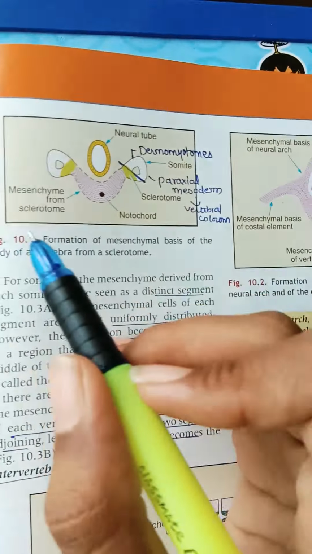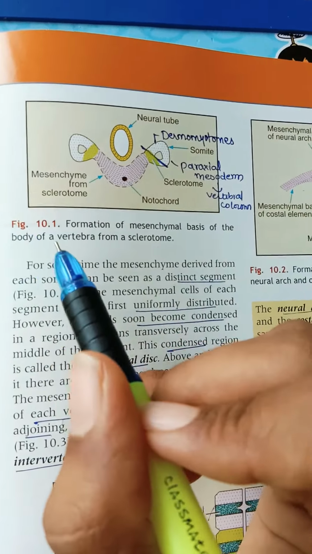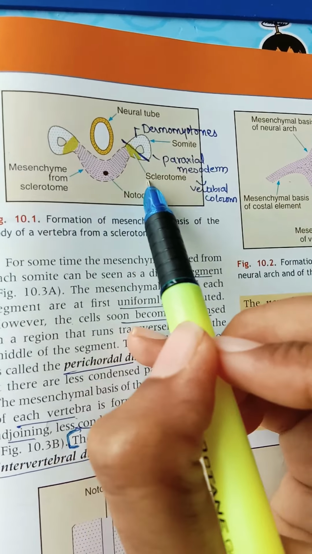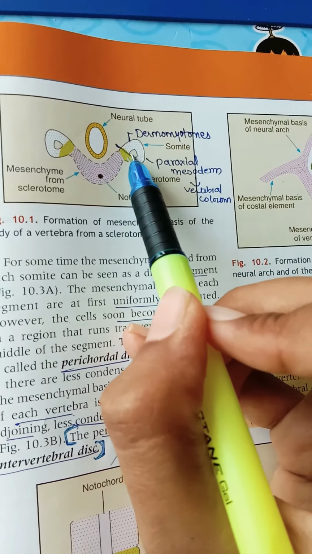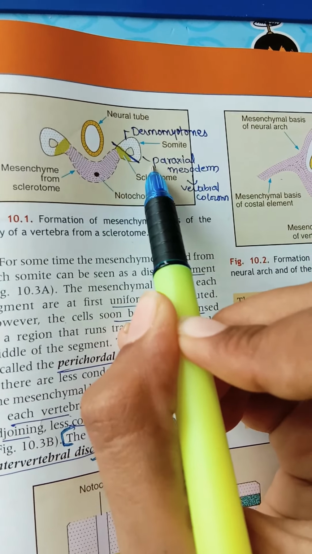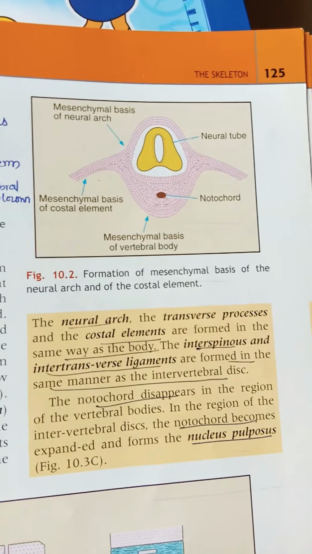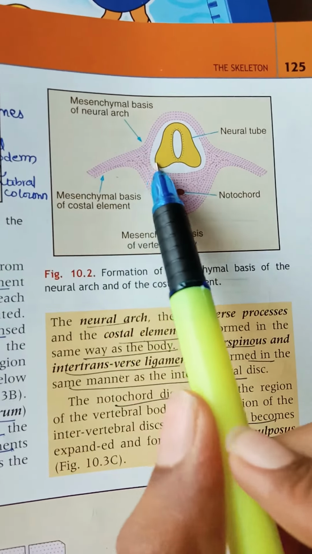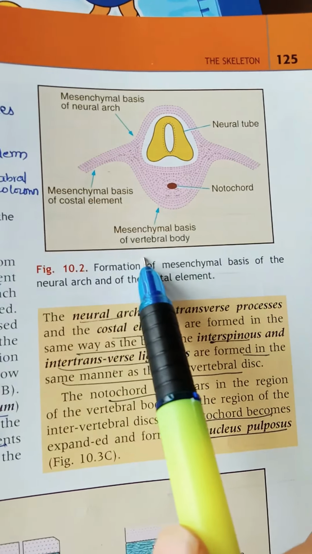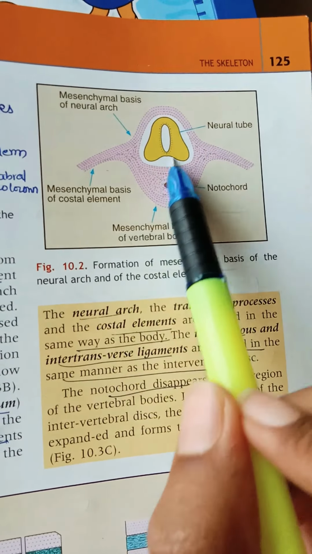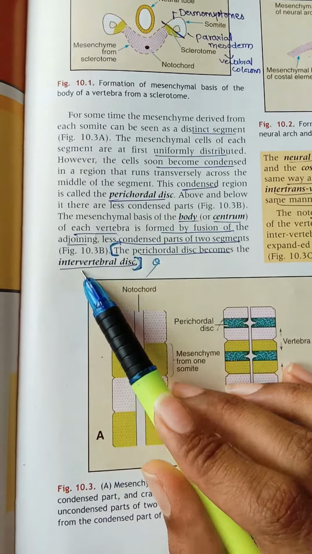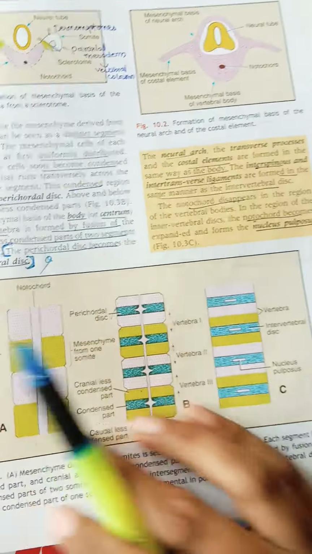Next important diagram, you can see the formation of the mesenchymal basis of the body of the vertebra from the sclerotome. So this is the neural tube, notochord, and mesenchyme from the sclerotome. This is the sclerotome, this is the dermomyotome, this is a somite, and that's the paraxial mesoderm, which forms the vertebral column, right? And next, here we can see the formation of the mesenchymal basis of the neural arch and costal element. So this is the mesenchymal basis of the neural arch, the mesenchymal basis of the costal element, the basis of the vertebral body, the notochord, and this is the neural tube. And the perichordal disc becomes an intervertebral disc. This is one of the important points which I found.